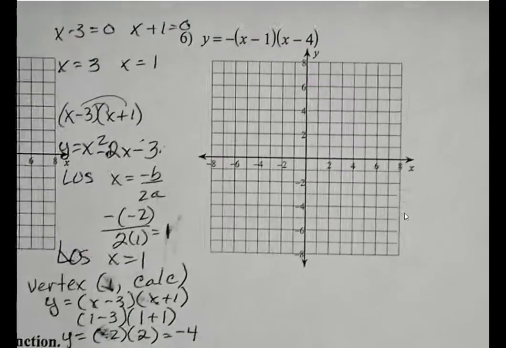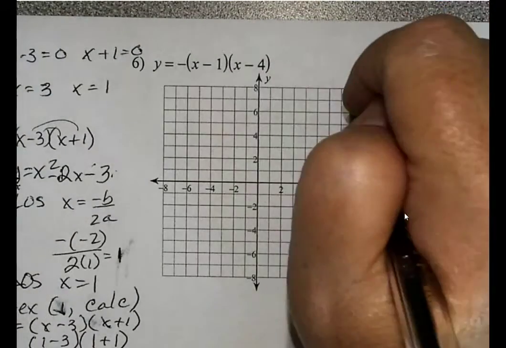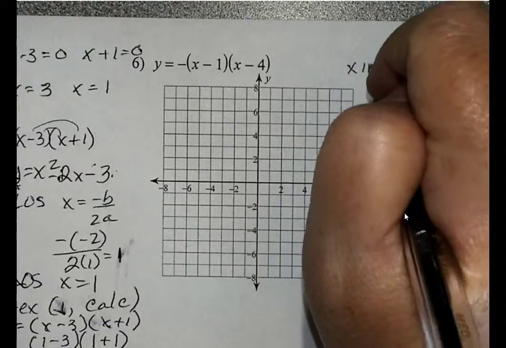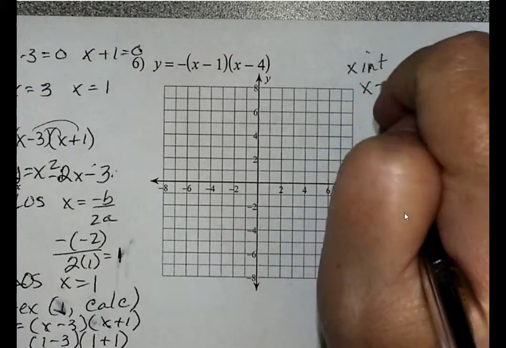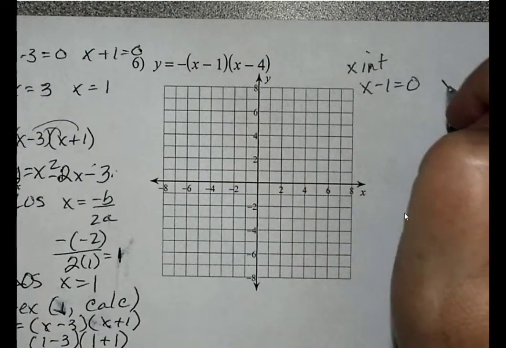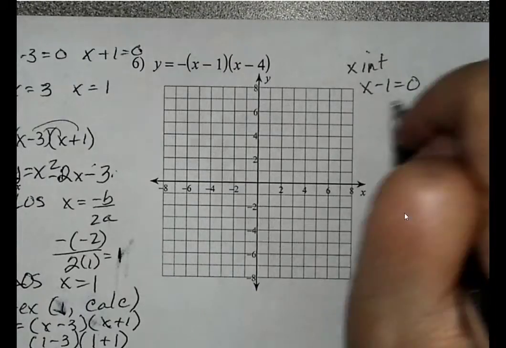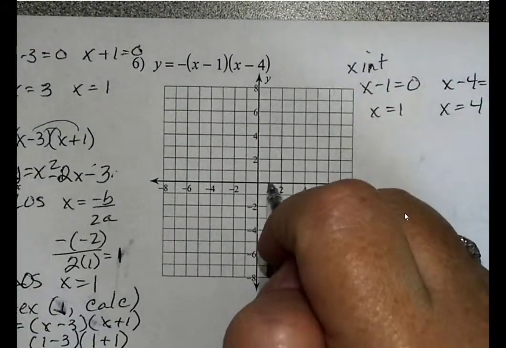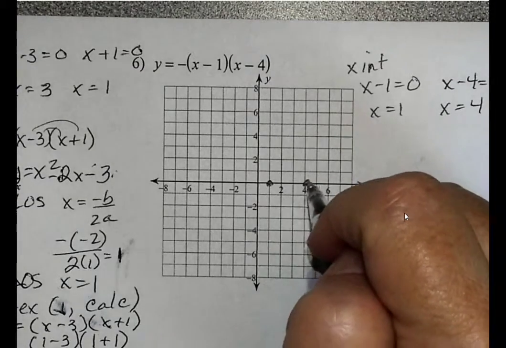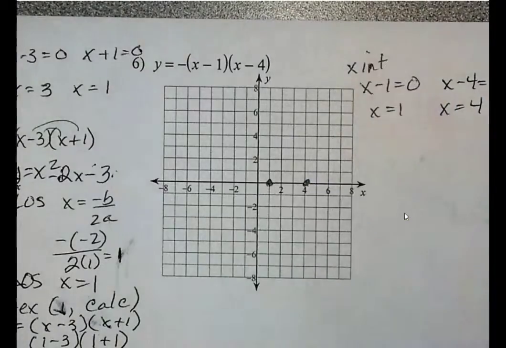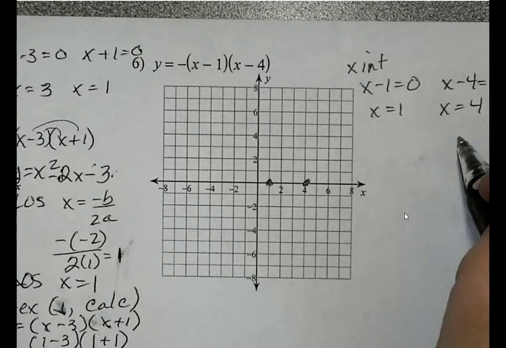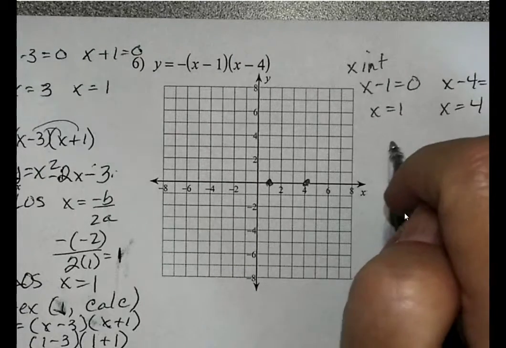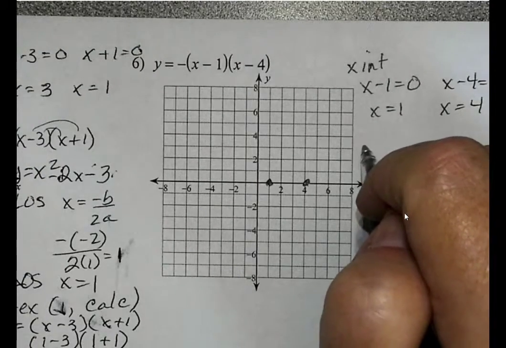Okay, and finally our last one. My x-intercepts are going to be at x minus 1 equals 0 and at x minus 4 equals 0. So I'm going to have x equals 1 and x equals 4. Okay, I am going to figure out my y-intercept.